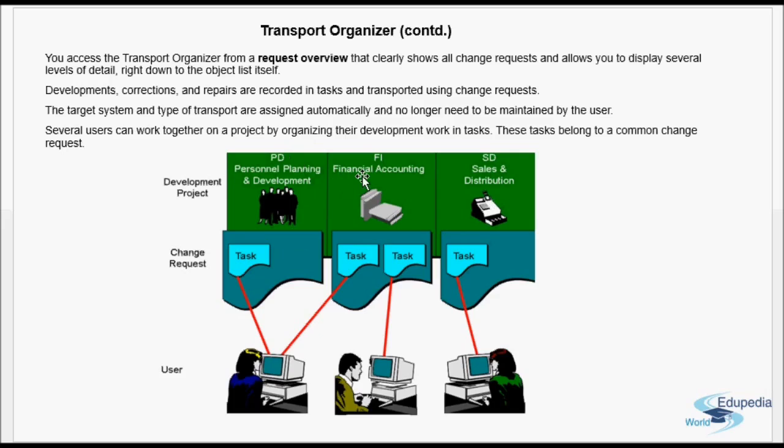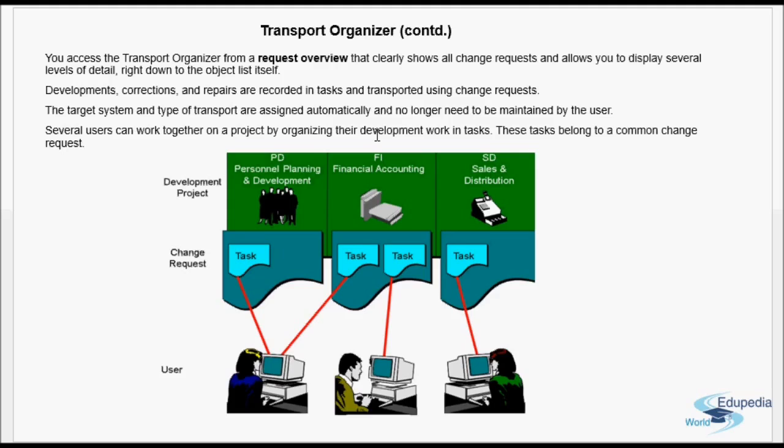When you go to the transport organizer from a request overview, you will see all the change requests. If you go into the details and open the change request, you will see all the details, like what objects it has, who is working on it, and when some modification was made. So the developments, the corrections and repairs are recorded in tasks and transported using change requests.